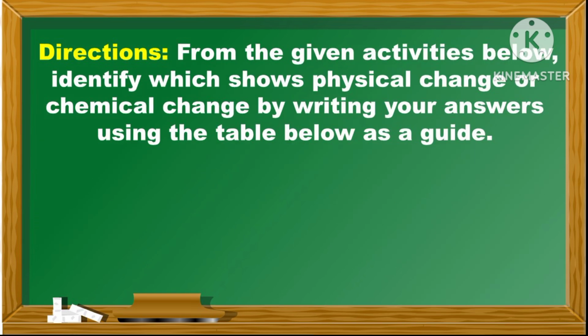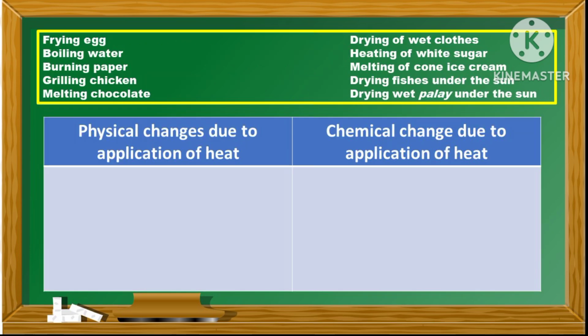Directions. From the given activities below, identify which shows physical change or chemical change by writing your answers using the table below as a guide. Frying egg, boiling water, burning paper, grilling chicken, melting chocolate, drying of wet clothes, heating of white sugar, melting of cone ice cream, drying fishes under the sun, drying wet palay under the sun. You may pause the video in order for you to answer the activity.